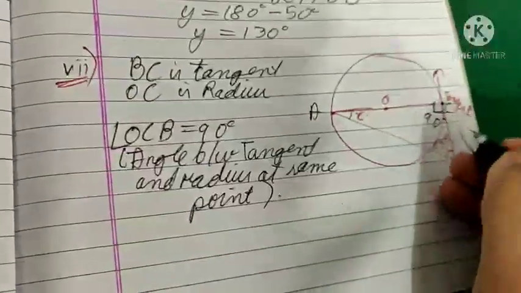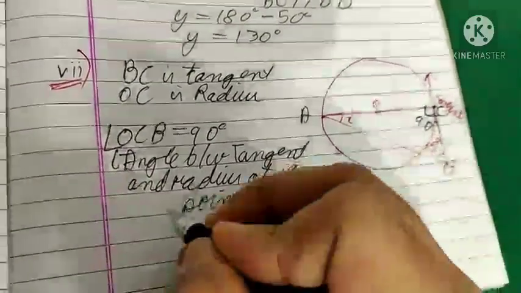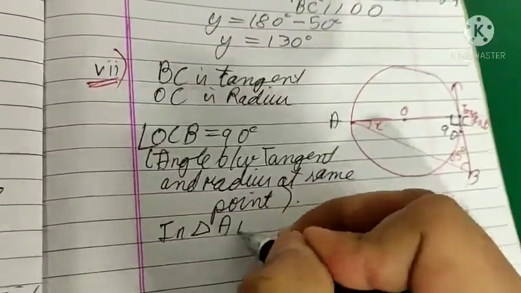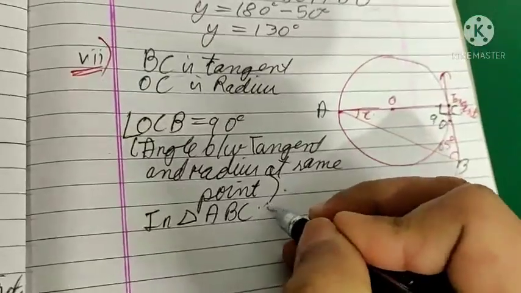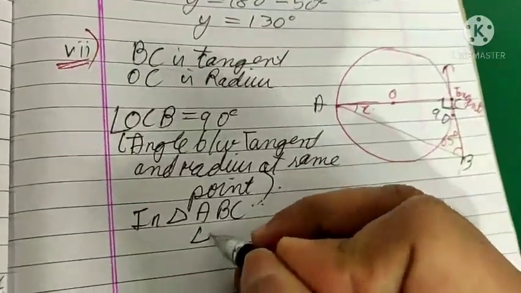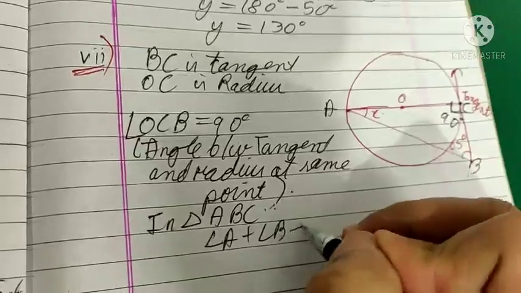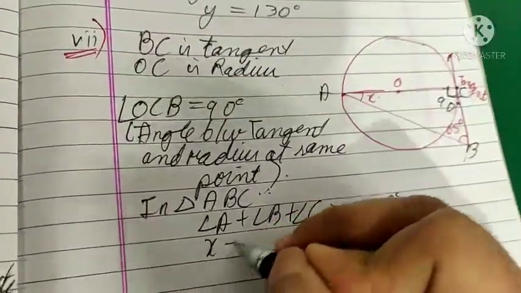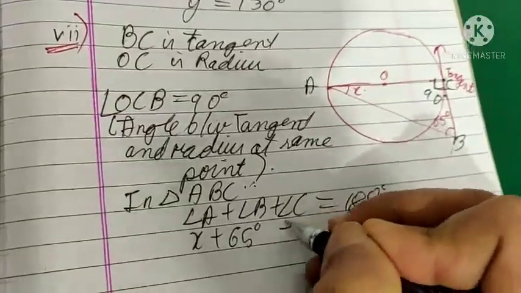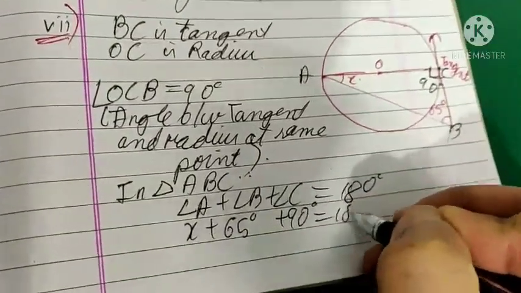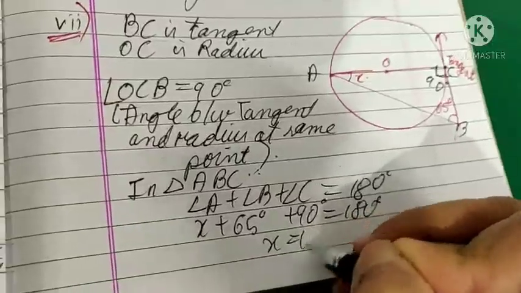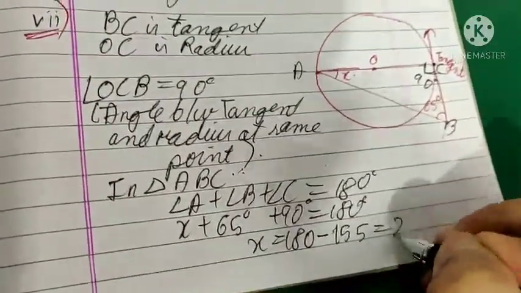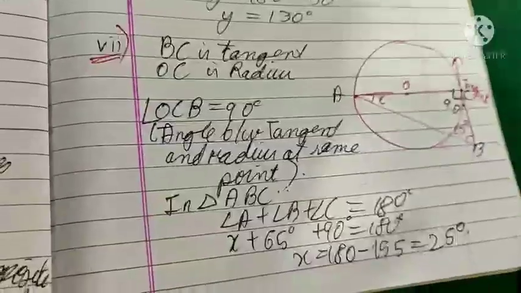Okay, tangent and radius at the same point, so this is 90 degrees. Now in triangle ABC, angle A plus angle B plus angle C is equal to 180 degrees. Angle A is X, angle B is 65 degrees, angle C is 90 degrees. So X is equal to 180 minus 155, that is 25 degrees. Angle X is 25 degrees.